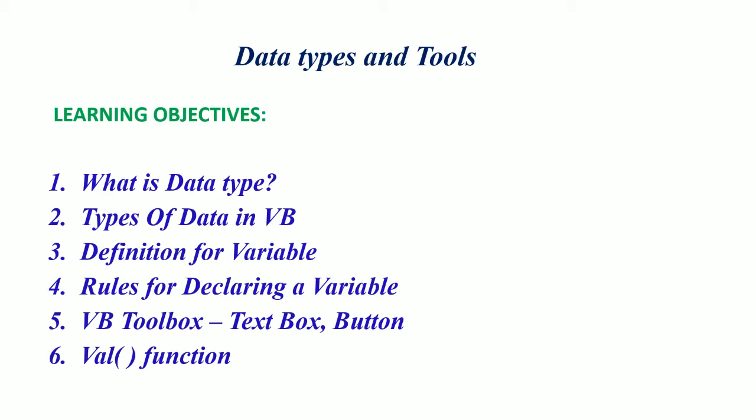The first one is, what is data type? Then different types in VB. Then the definition for the term variable. Rules for declaring a variable, and two different types of tools, text box and buttons, and different types of functions. A Val function, we are going to learn a new function called the Val function. These are the terms we will learn by the end of this session.